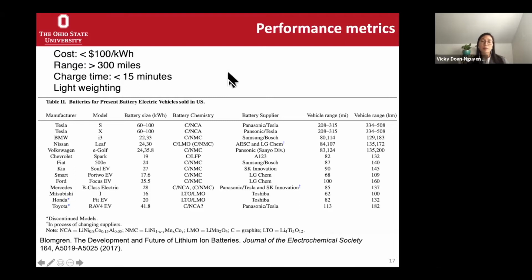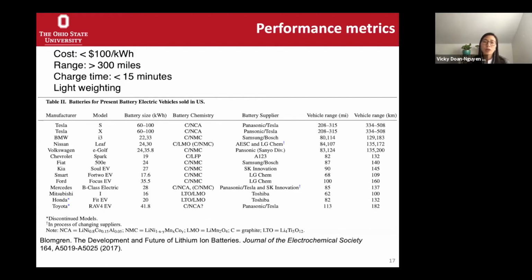What we are really aiming for, on the extremely efficient end, is that the cost is less than $100 per kilowatt hour for a car that you can drive greater than 300 miles, and that the charge time is less than 15 minutes. And of course, we also want to lightweight the material. And here you could see for the various manufacturers, Tesla, BMW, Nissan, Volkswagen, Chevrolet, Fiat, Kia, and so forth, in the models of the different cars, you could see the battery sizes as well as the types of chemistry. So these initials, keep that in the back of your head.